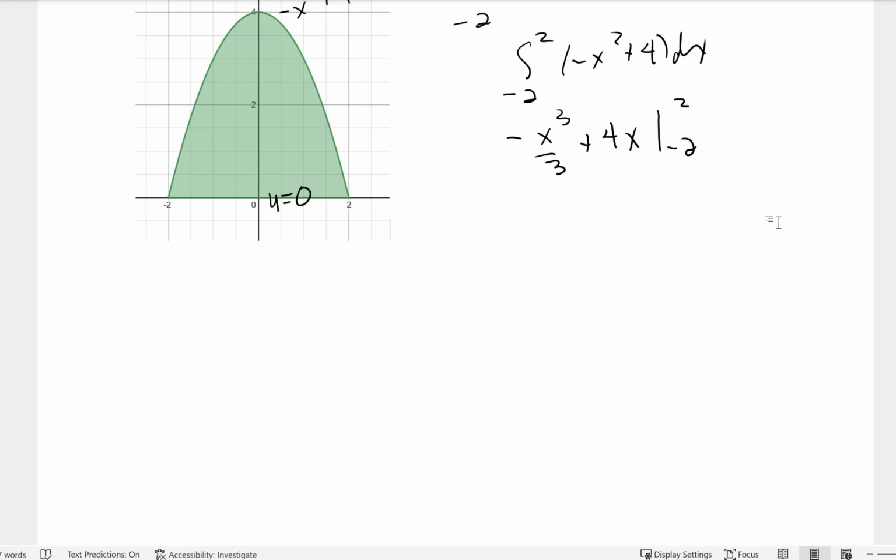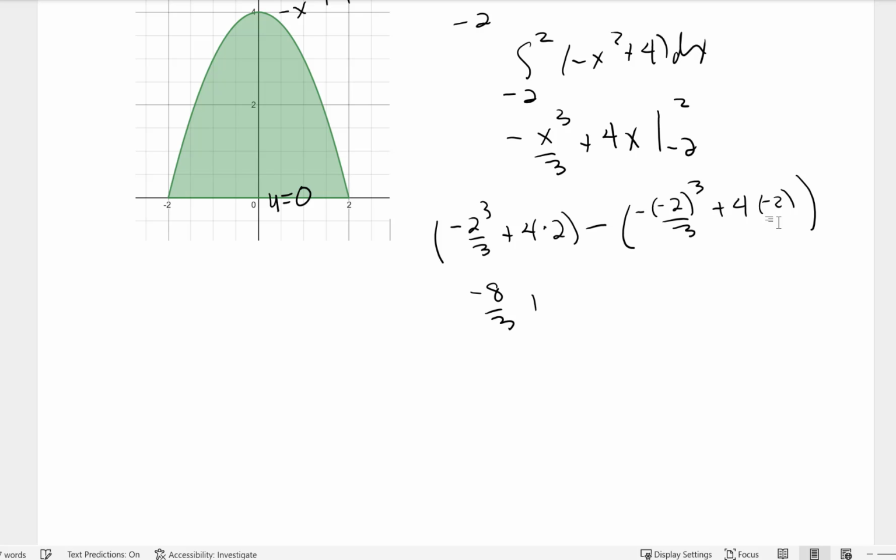So I'm going to plug in 2. There's negative 2 cubed over 3 plus 4 times 2 minus, I'm plugging in negative 2. So again, careful with the negatives. I have negative 2 cubed over 3 plus 4 times negative 2. This is negative 8 over 3 plus 8 minus, this negative 2 cubed is negative 8, but this other negative makes a positive 8 over 3, and then 4 times 2 is minus 8.